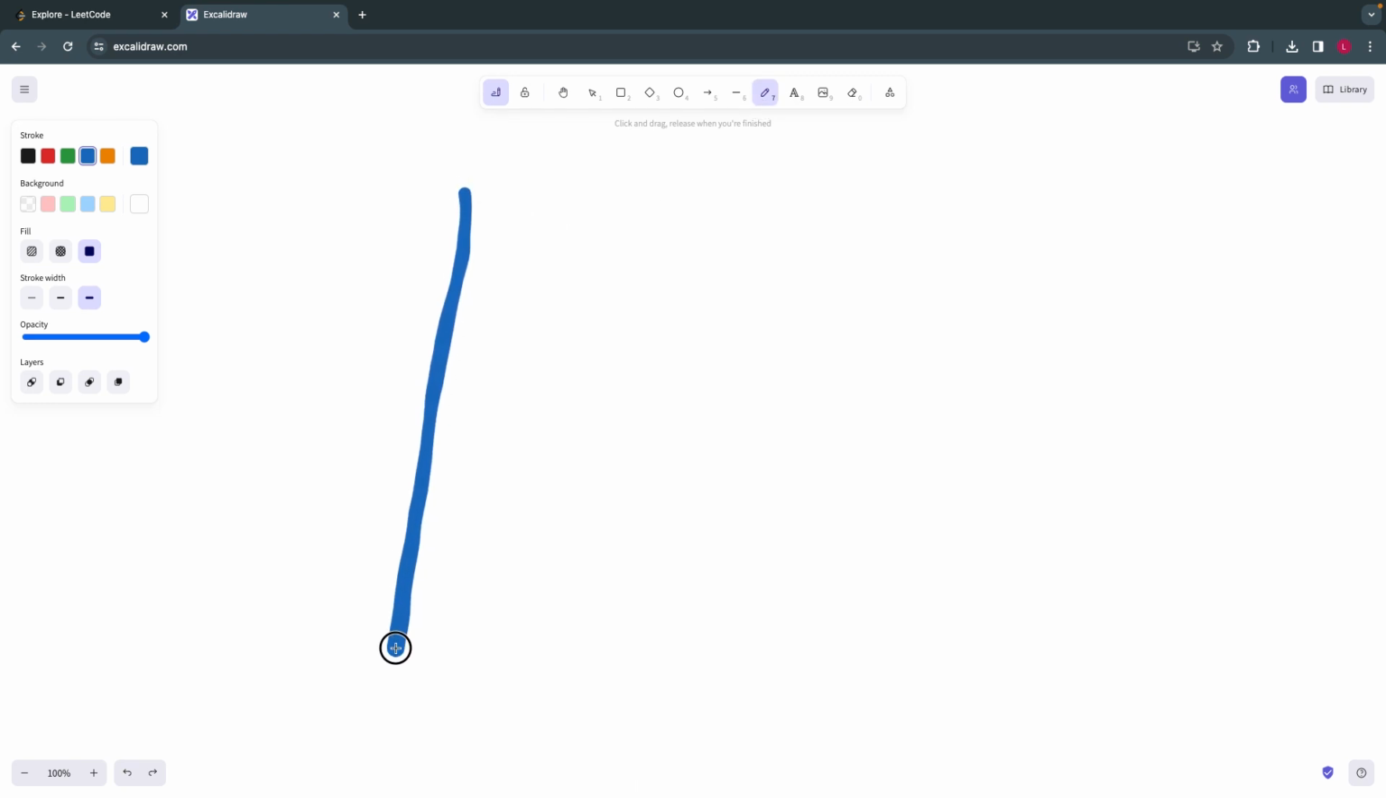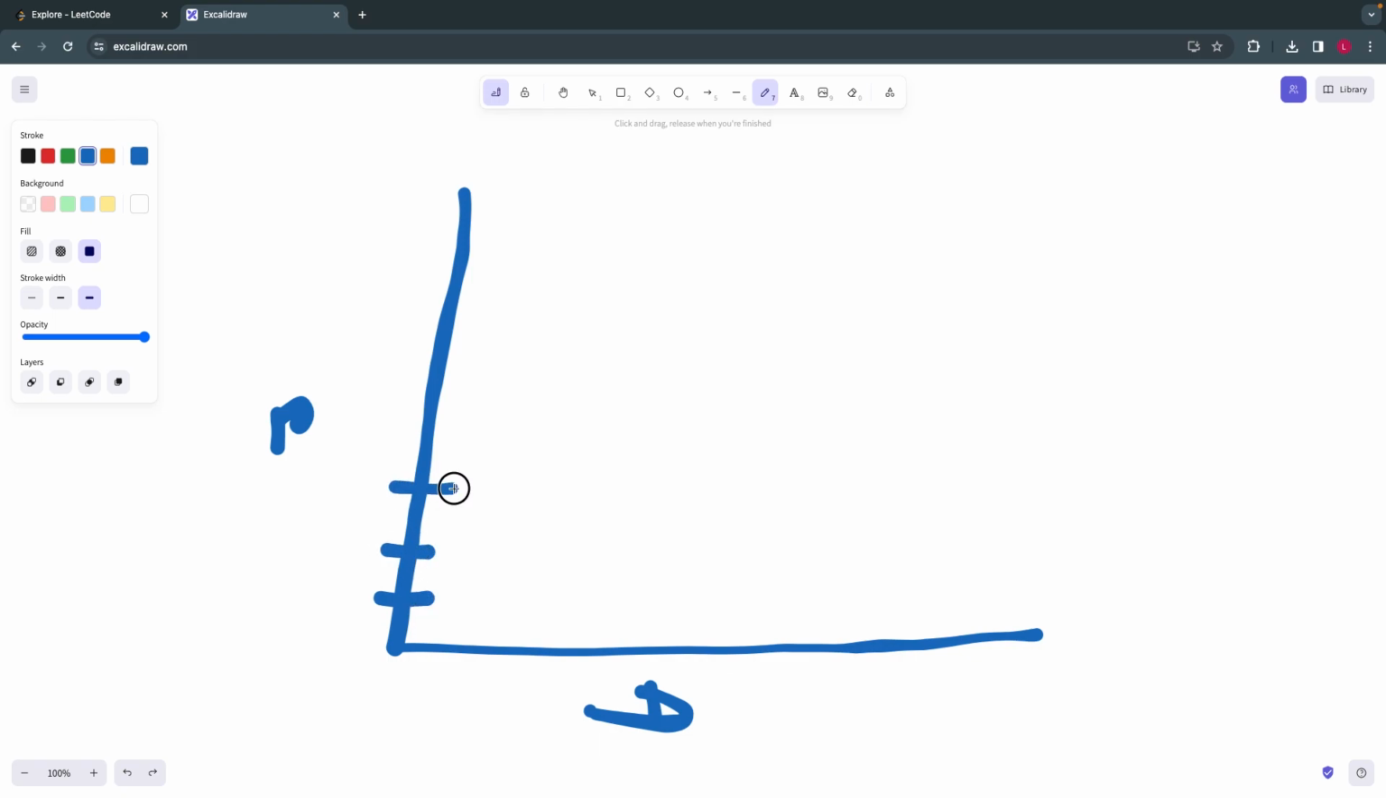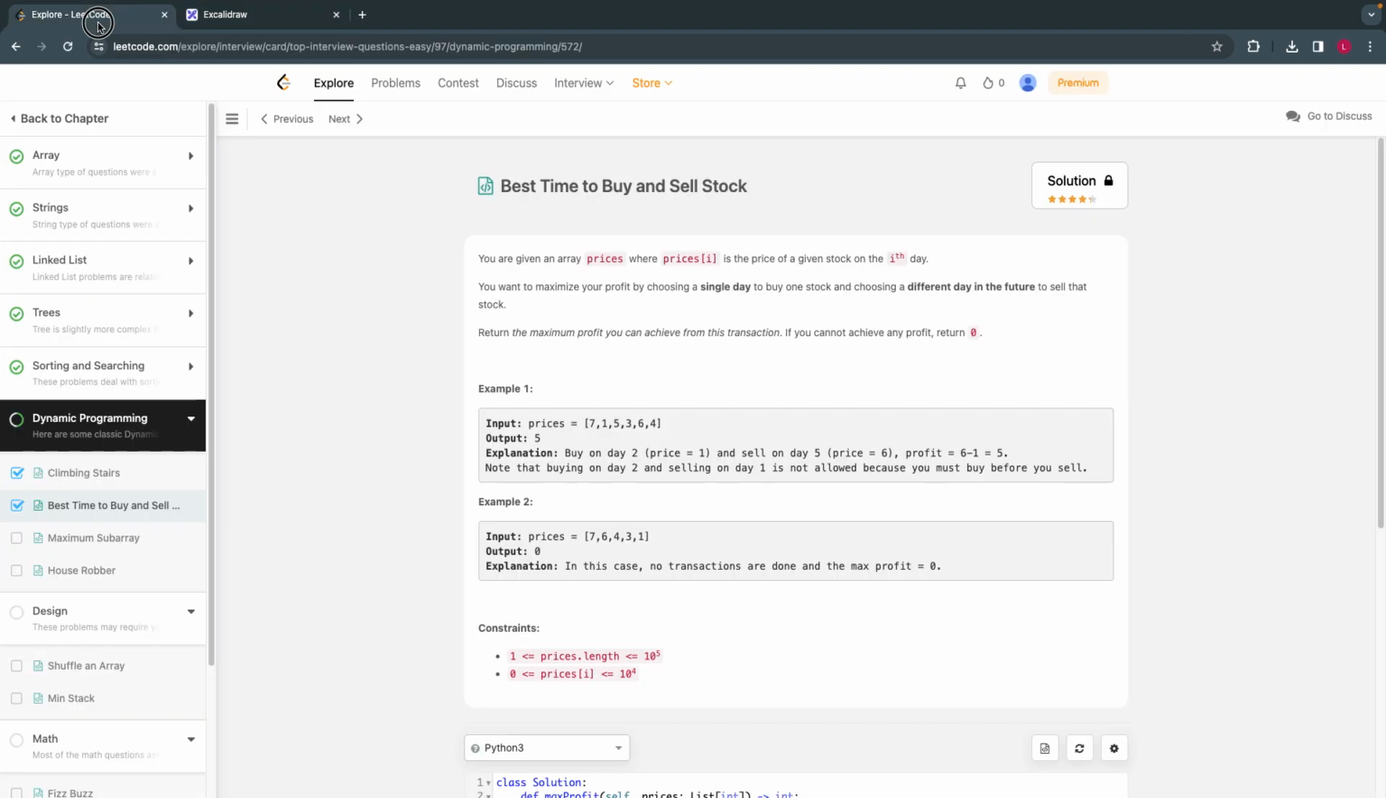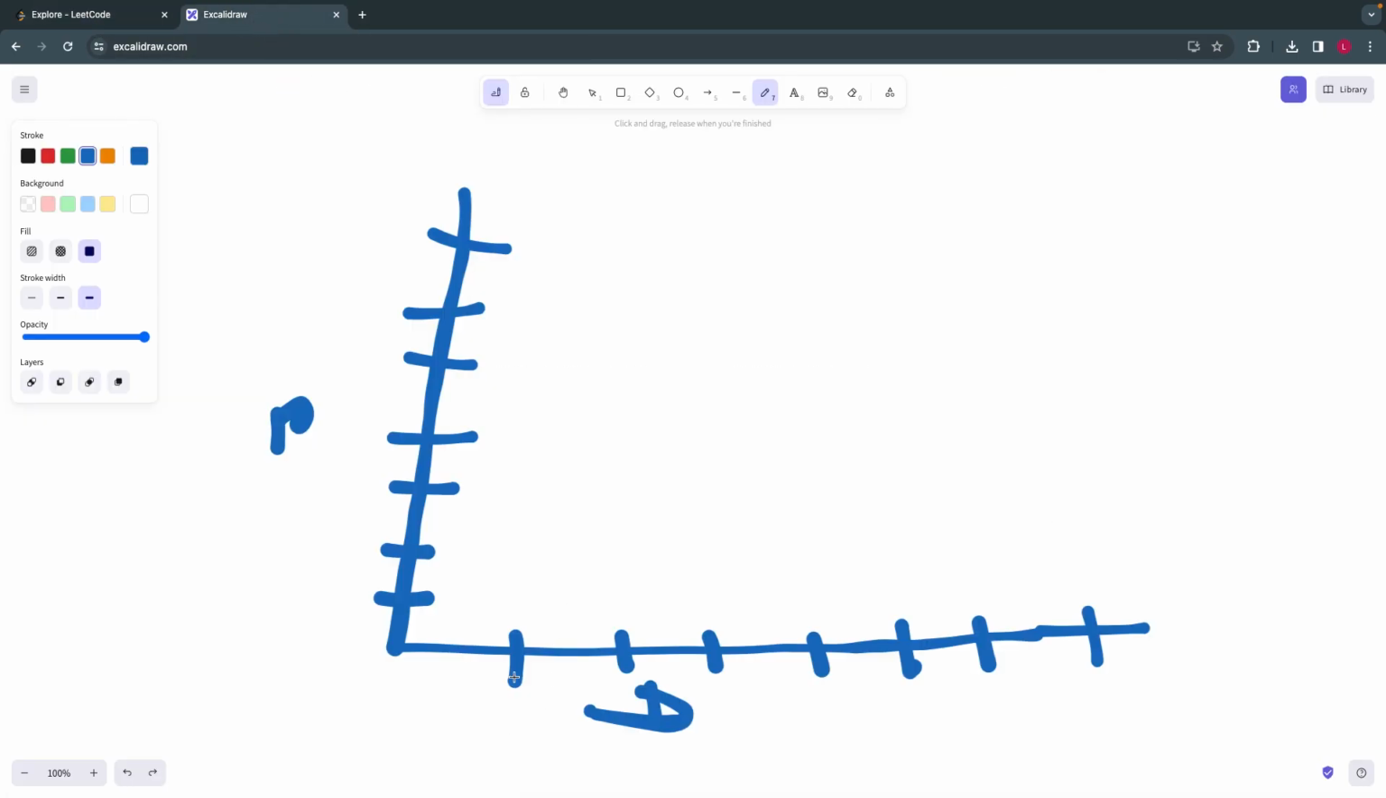So imagine these are the different prices. This is the price, and this is the day, right? So you basically plot those values: 1, 2, 3, 4, 5, 6, 7. 7 is the maximum price you have, and across different days you have different prices. The first price is 7, when on day 1 the price is 7.